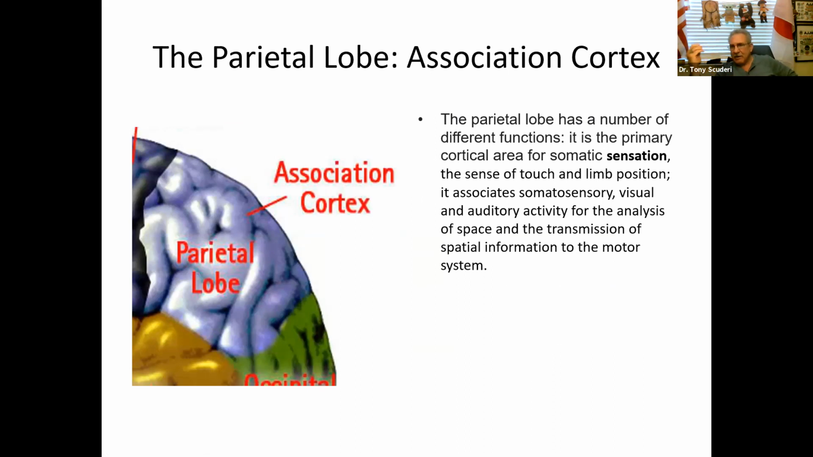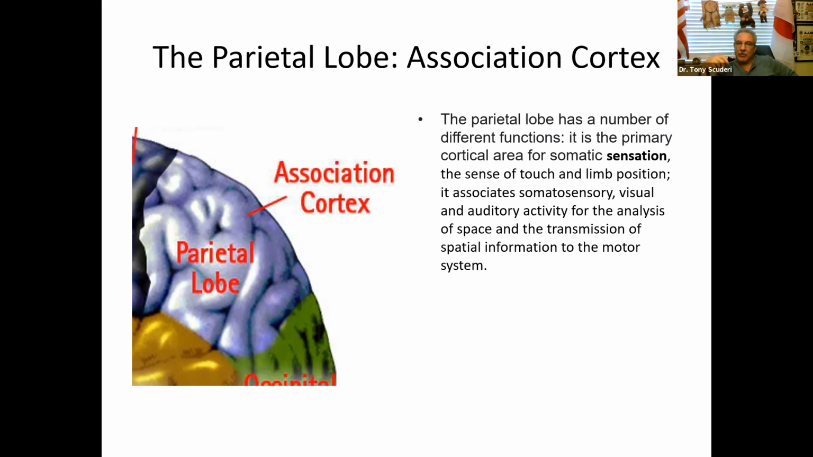The primary area, the primary cortical area for body sensations is in this association cortex. It gives us a sense of touch. It gives us a sense of limb position. It associates somatosensory or body experiences. It also is associated with visual and auditory activity, which is connected to another part of the lobe, another part of the brain lobes, right?